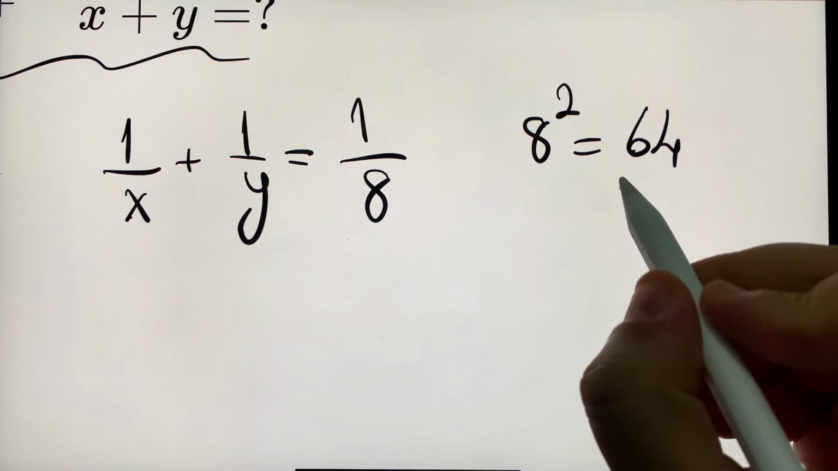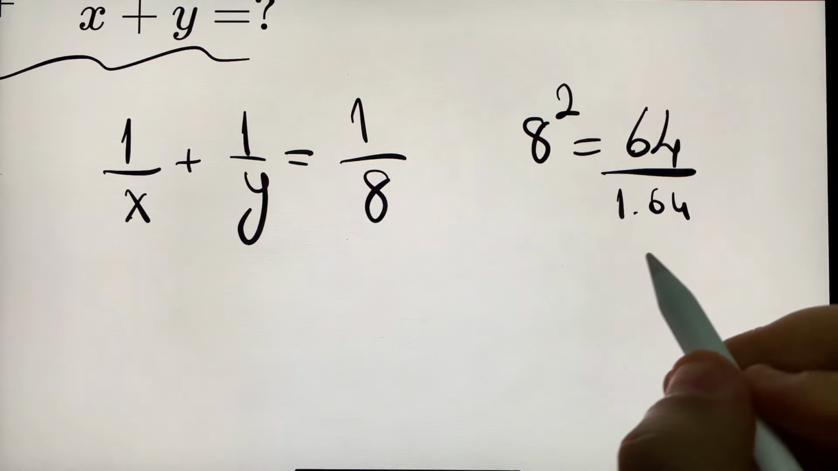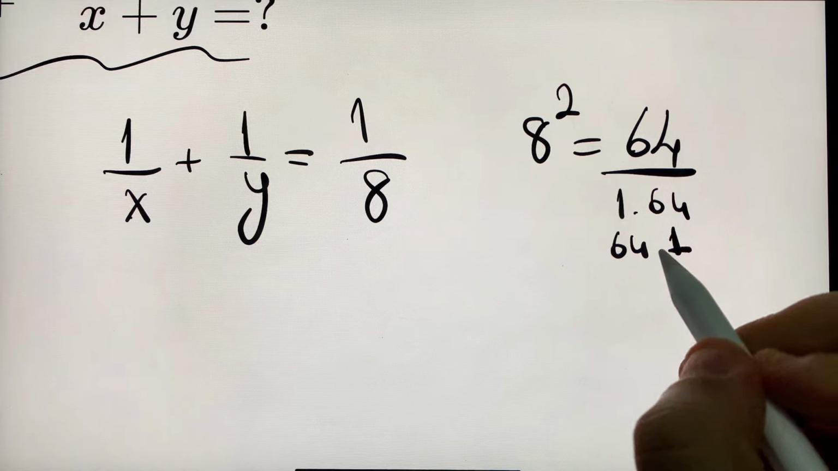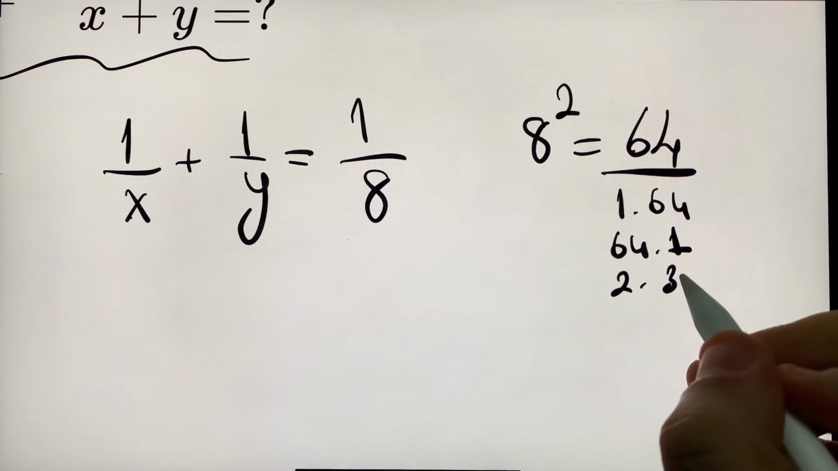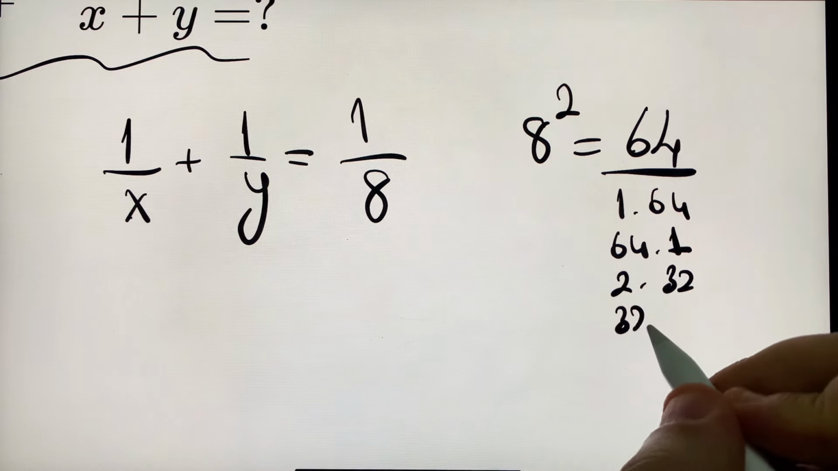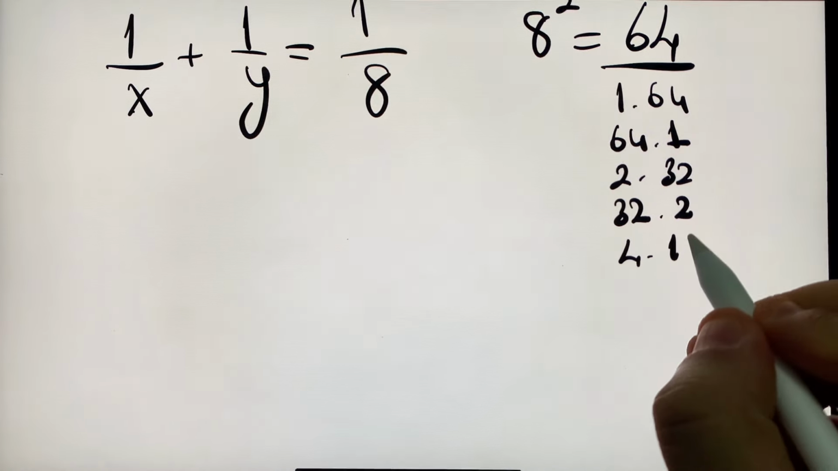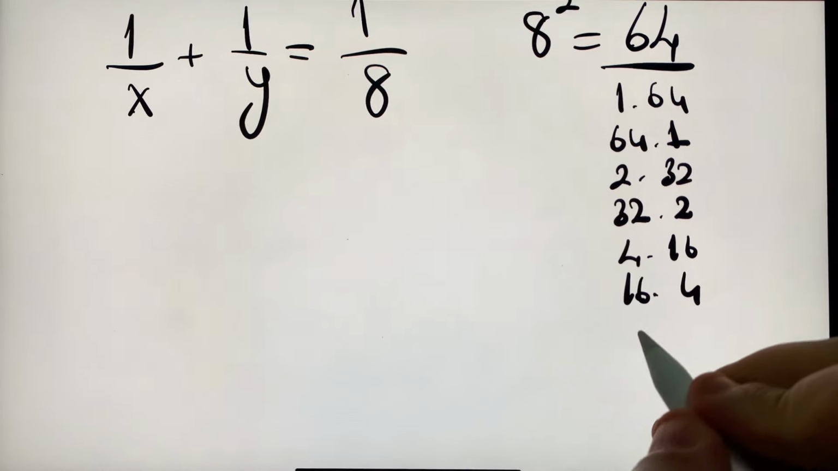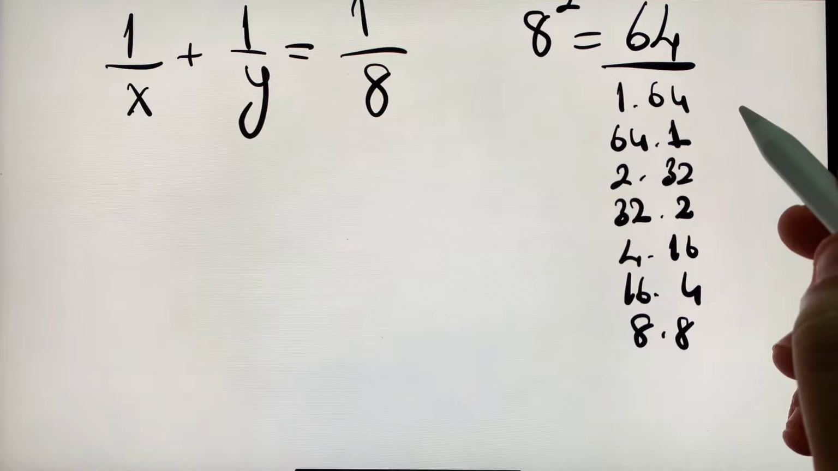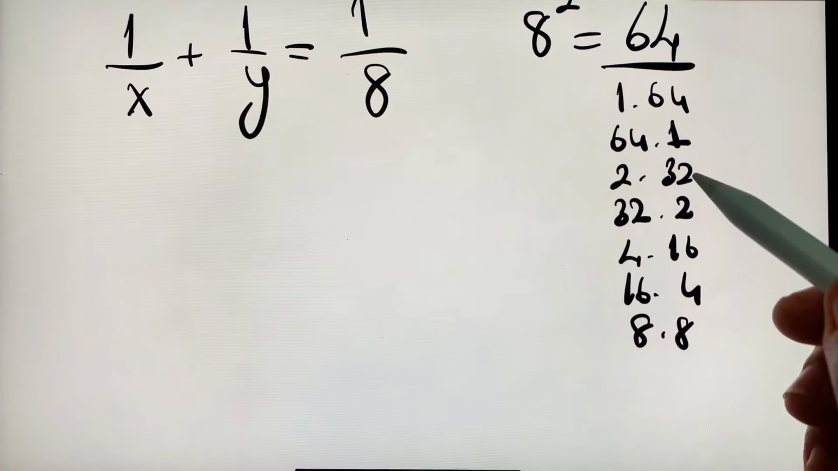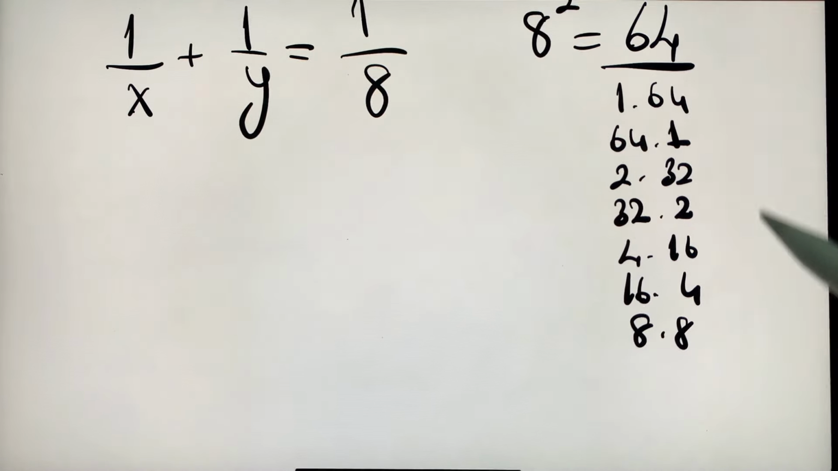When I think, let's see if it's 1 times 64, 64 one. Here's 2 times 32. Then 4 times 16, 16 times 4, and finally 8 times 8. How many came in total? 1, 2, 3, 4, 5, 6, 7 arrived.